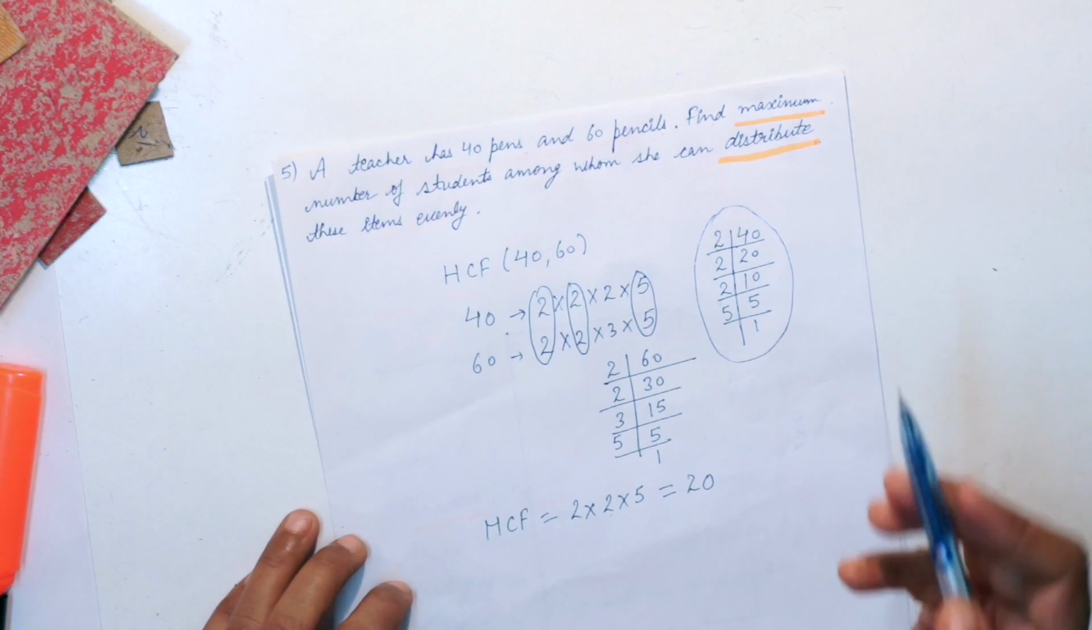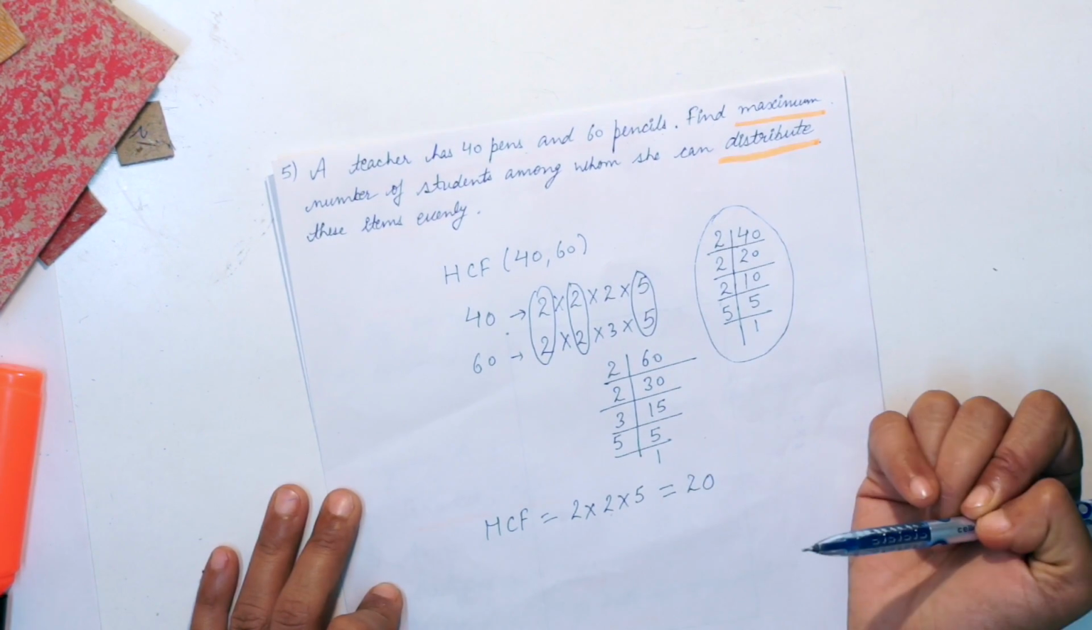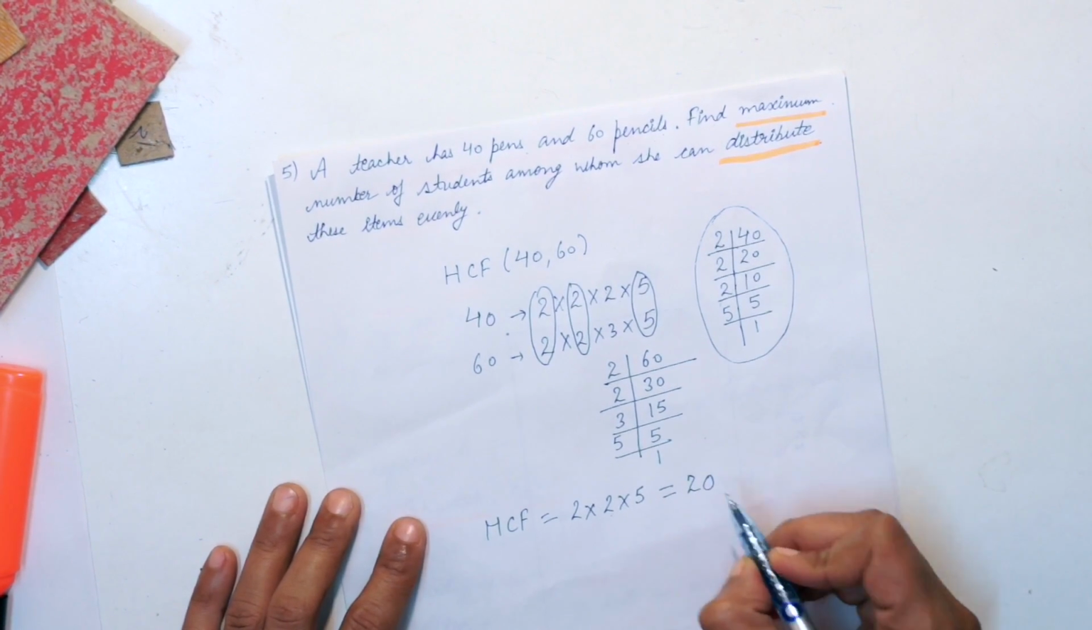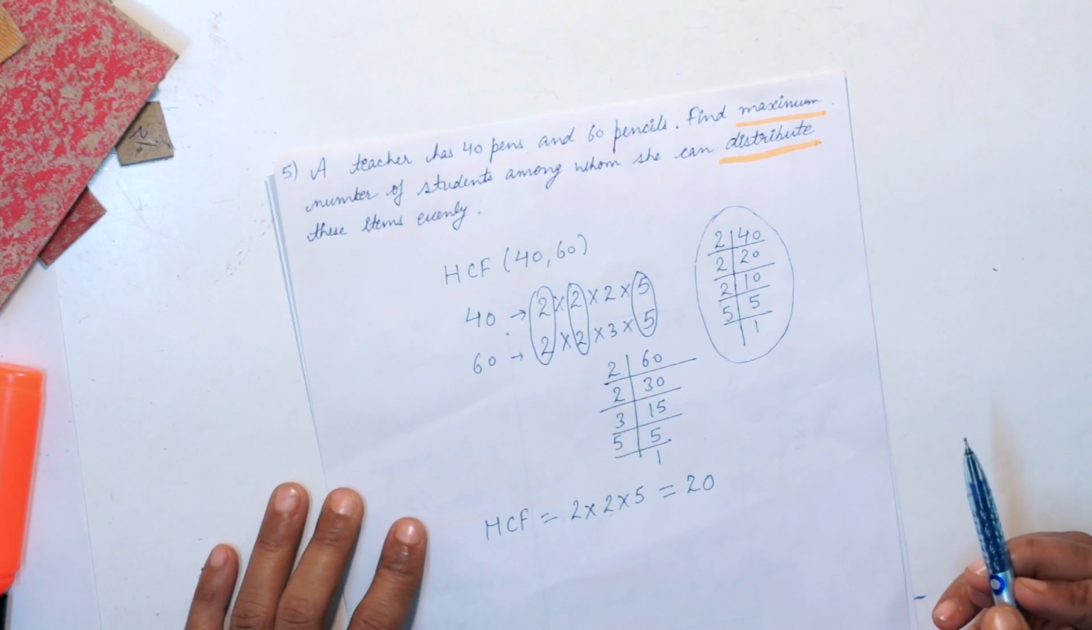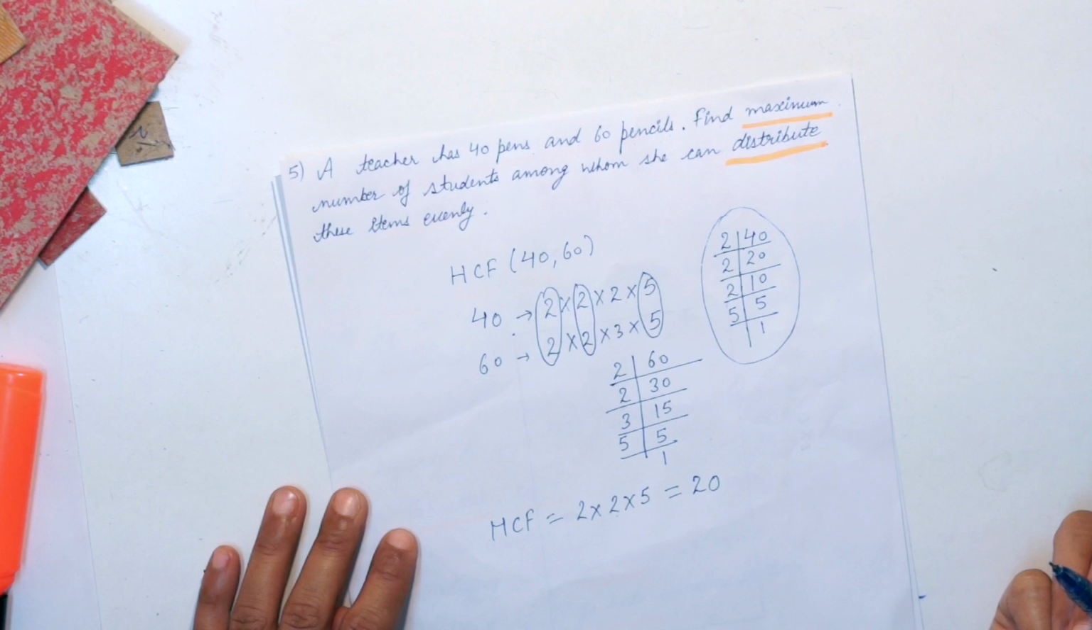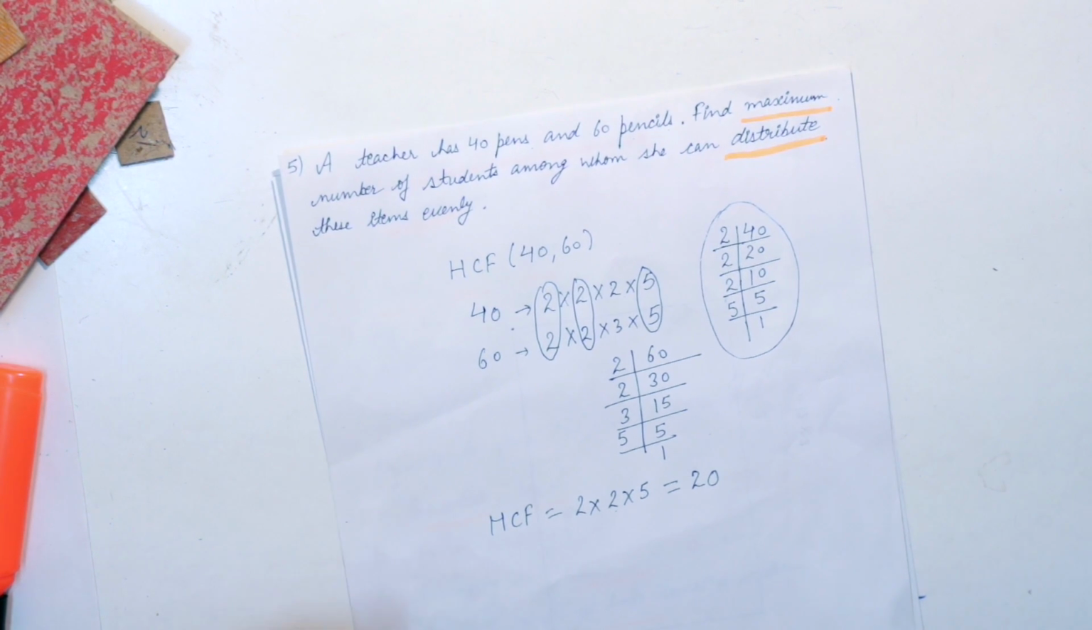It means she can divide among 20 students. Among 20 students, she can divide these pens and pencils equally. So by finding HCF, we can find the number of students.